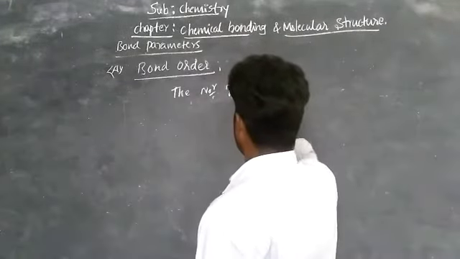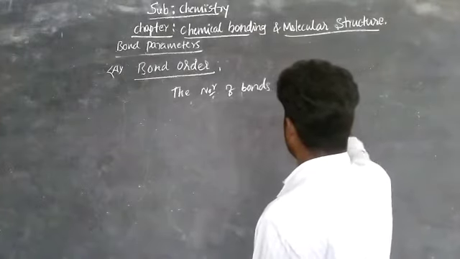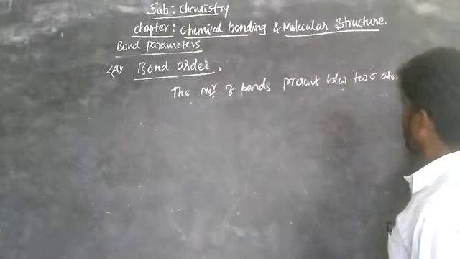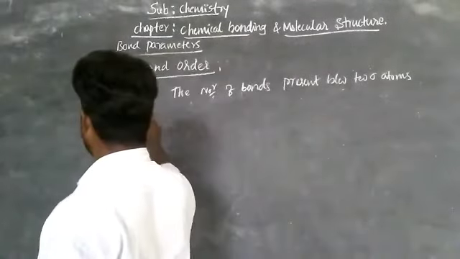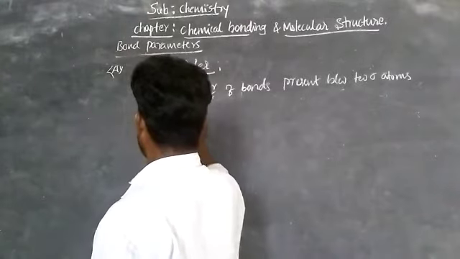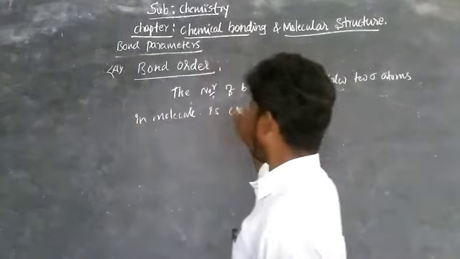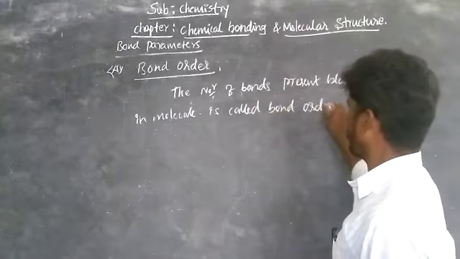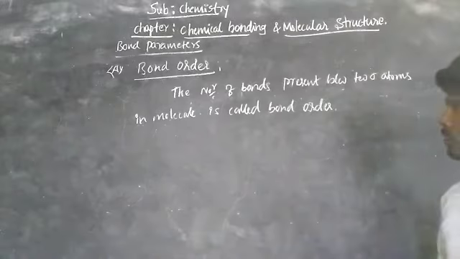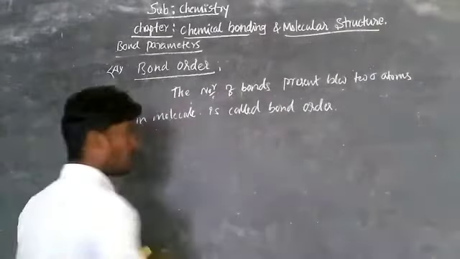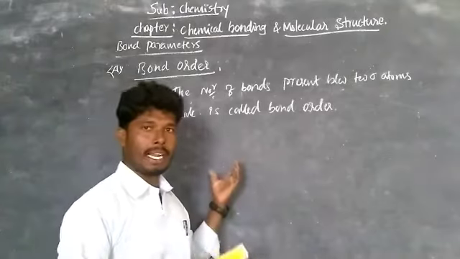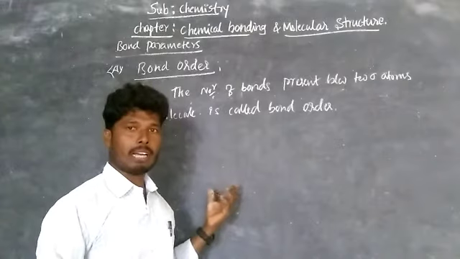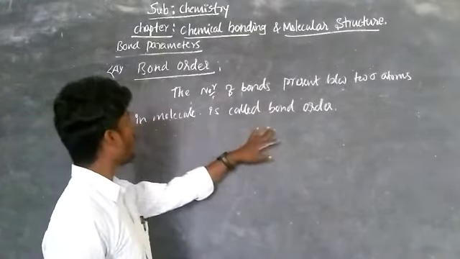It is defined as the number of bonds present between two atoms in a molecule is called bond order. For example, observe, it is also equal to the number of shared electrons or shared pairs of electrons with the neighboring atoms, or between two atoms, or with any other atoms, is also called bond order.